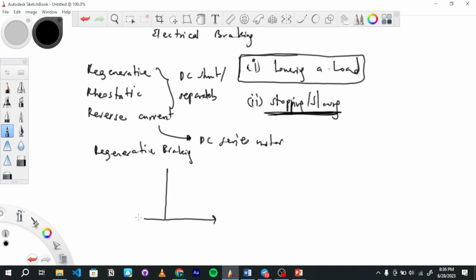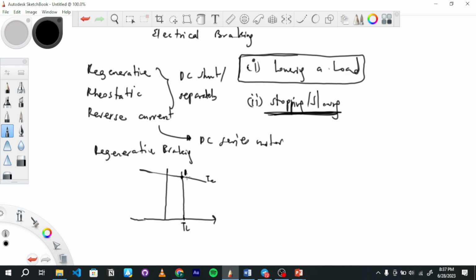So let me take the characteristics of a DC shunt motor, like this. If I have a torque here, this torque TL is my load torque, this is my motor torque. It means this drive is operating at this speed one. Can you follow? Now, assuming my load is a bi-directional load, torque load.